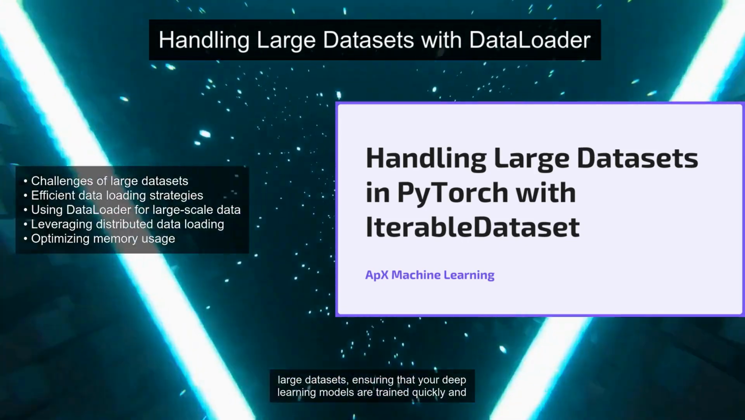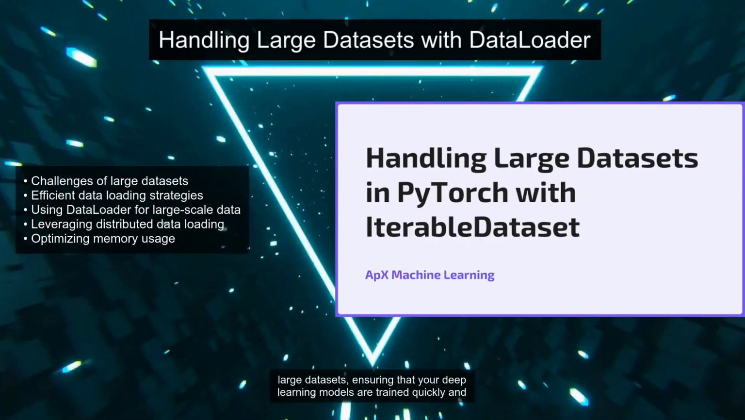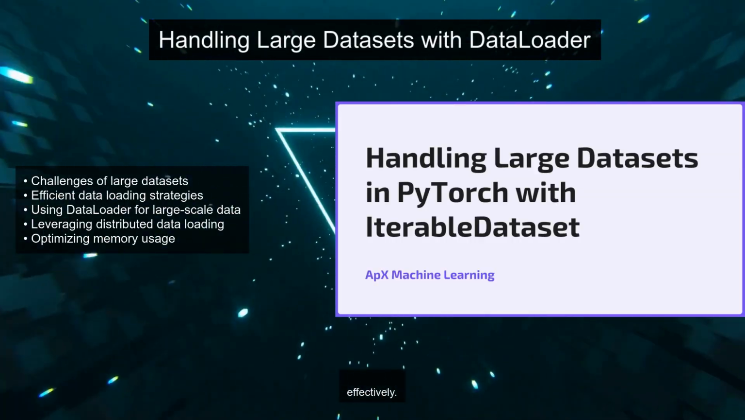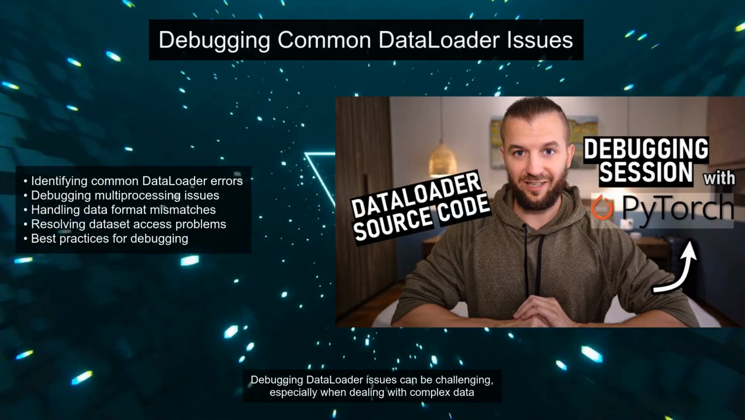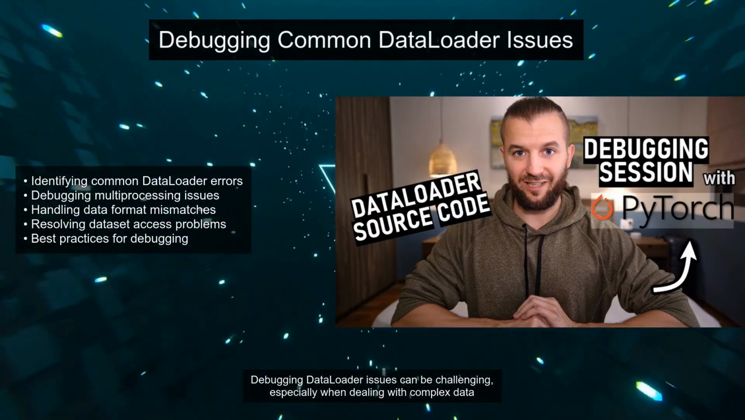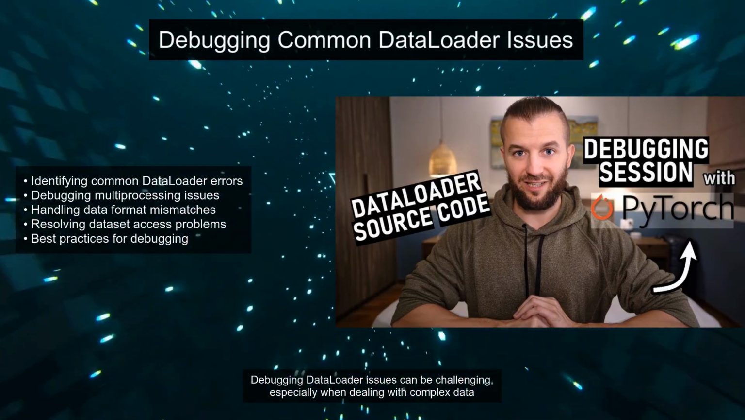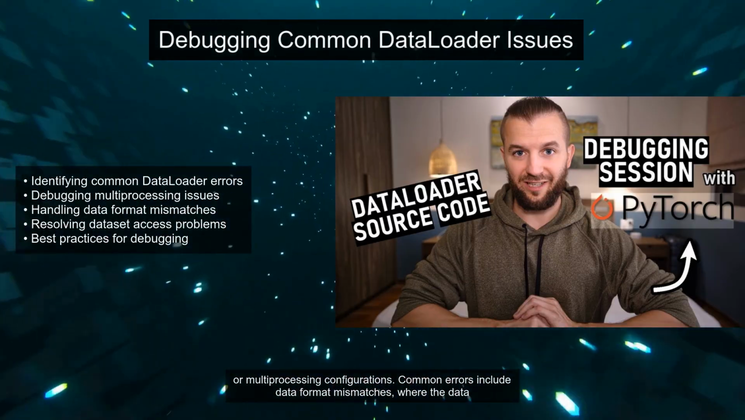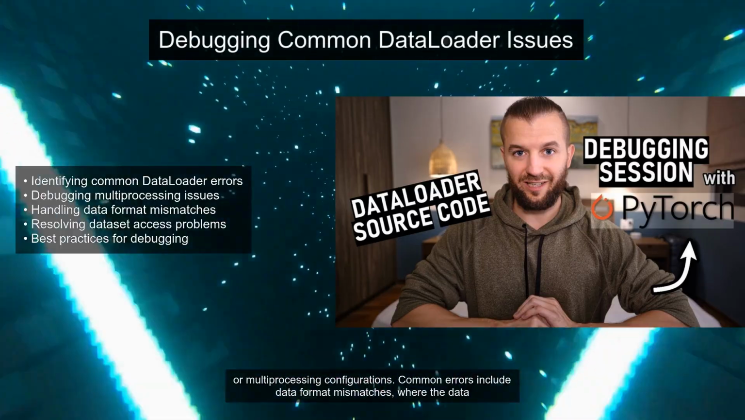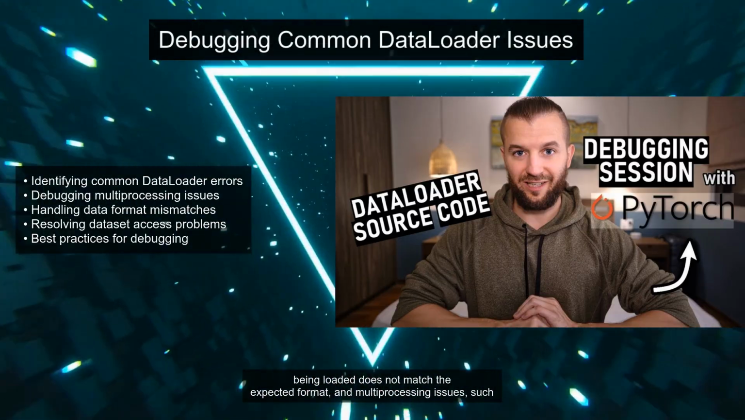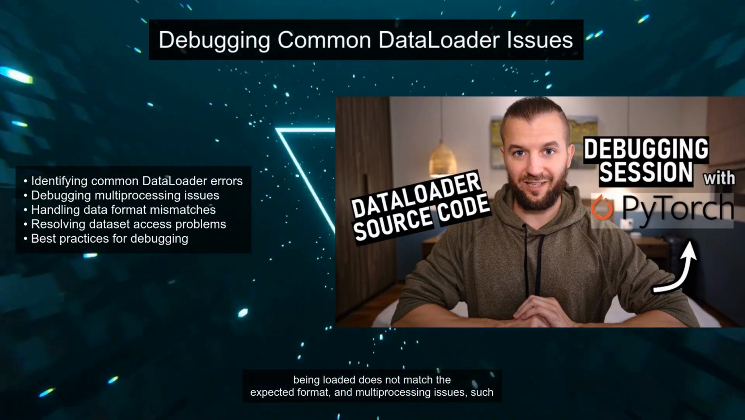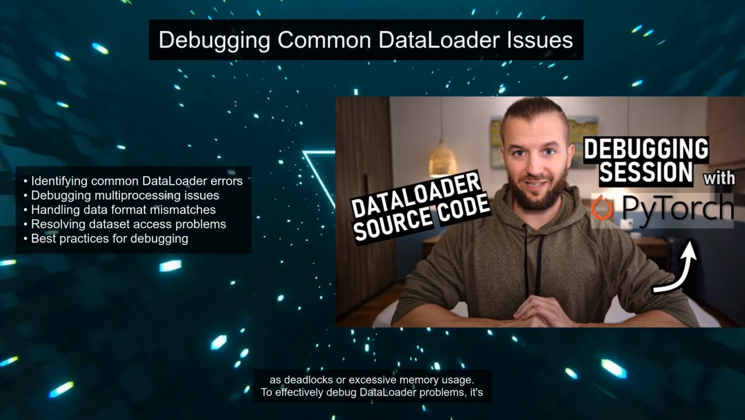By carefully configuring the data loader, you can efficiently handle large datasets, ensuring that your deep learning models are trained quickly and effectively. Debugging data loader issues can be challenging, especially when dealing with complex data or multiprocessing configurations. Common errors include data format mismatches, where the data being loaded does not match the expected format, and multiprocessing issues, such as deadlocks or excessive memory usage.